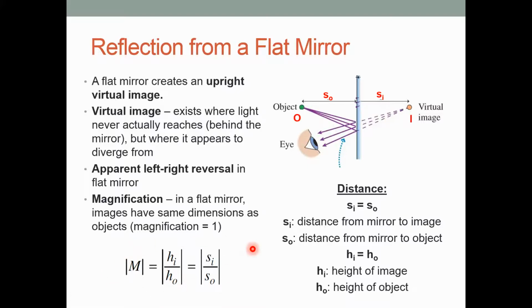This is our magnification equation. This is on your equation sheet, and it says that the magnification is equal to the height of the image over the height of the object, which is also equal to the distance to the image over the distance to the object. And we'll be using this in other mirrors to find magnifications and heights of images.